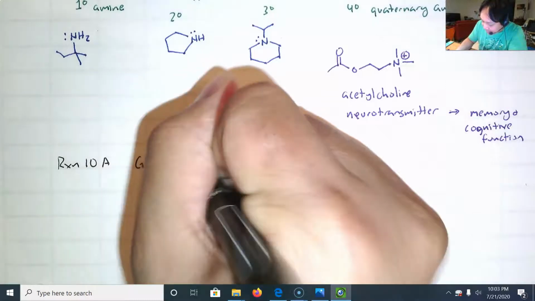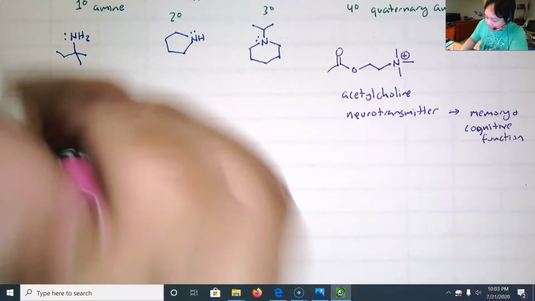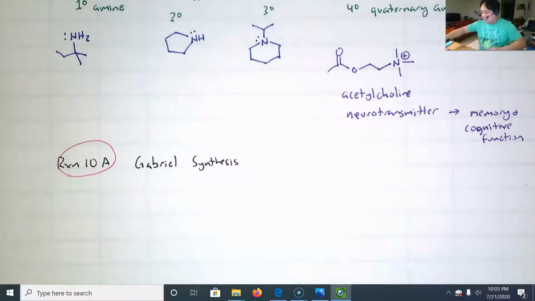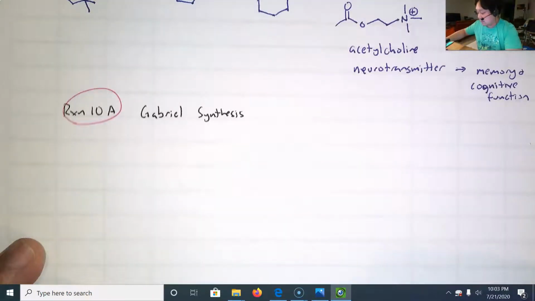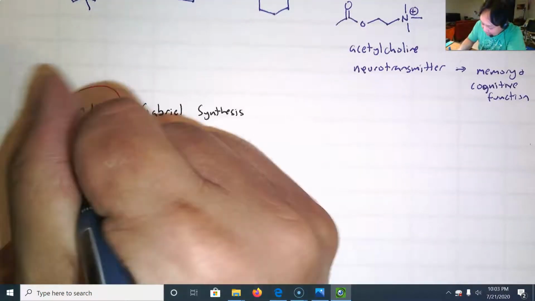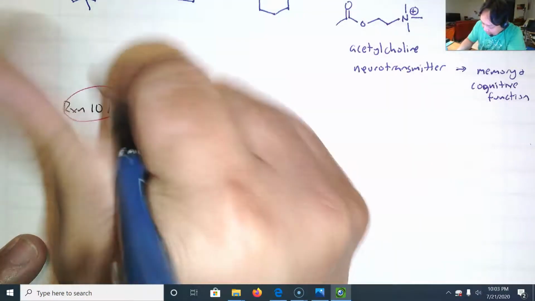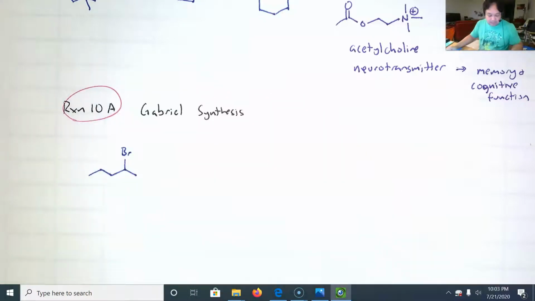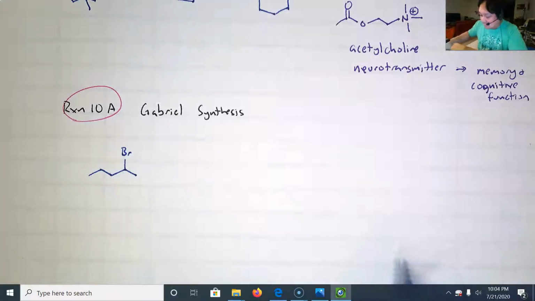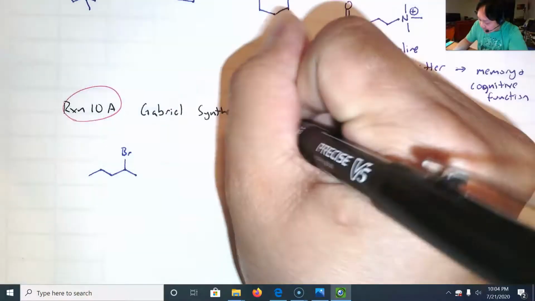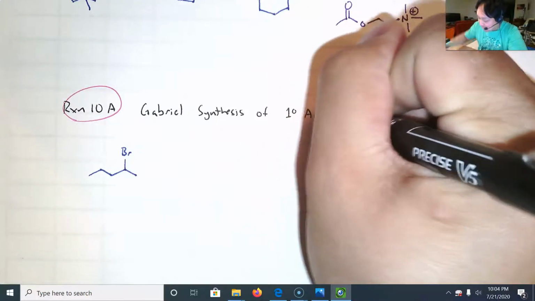Gabriel synthesis. Okay. It uses an exotic reagent called potassium phthalimide. You want to start first, though, with an alkyl halide. Let's give us this alkyl halide here, Br. Okay. Let me also write Gabriel synthesis of, just to hammer the point, we're going to make primary amines.